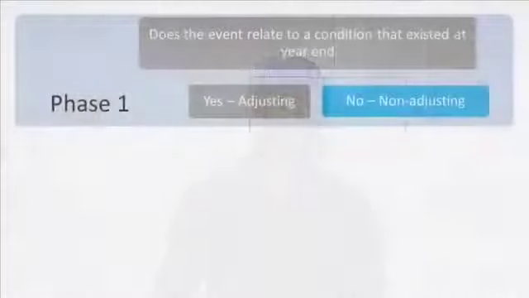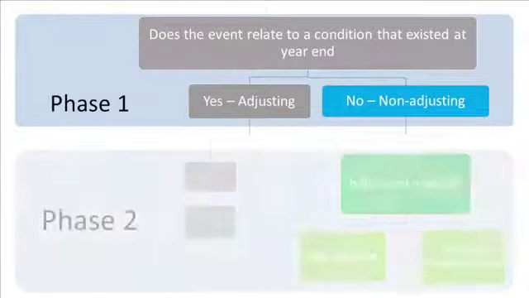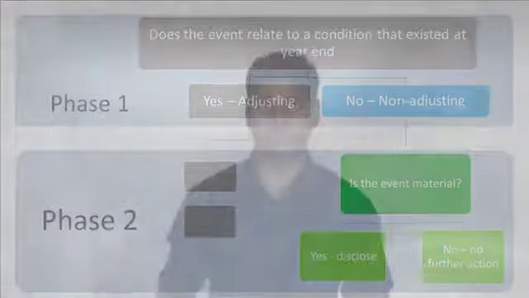If the event is a non-adjusting event, then you are required to further evaluate the significance to users and other stakeholders. That is, you are required to evaluate if the event is material or not. If it is likely to affect users' decision-making, then it is considered material and is required to be disclosed. If it is not likely to affect users' decision-making, then it is not considered material and does not require disclosure.